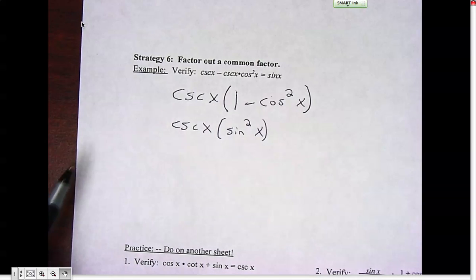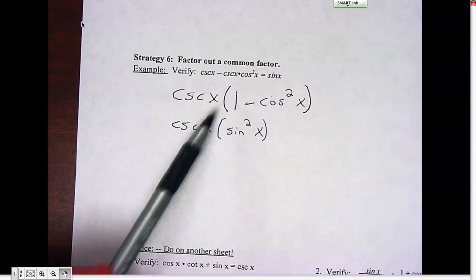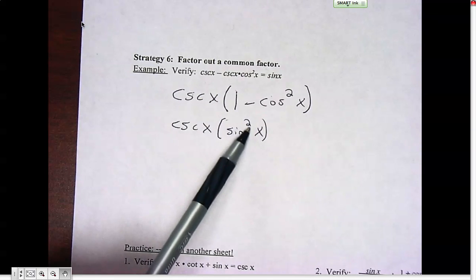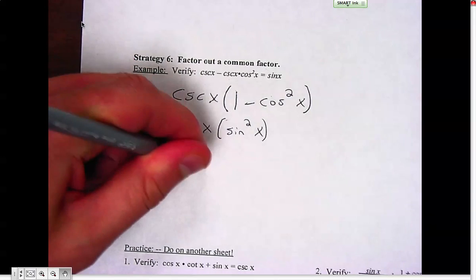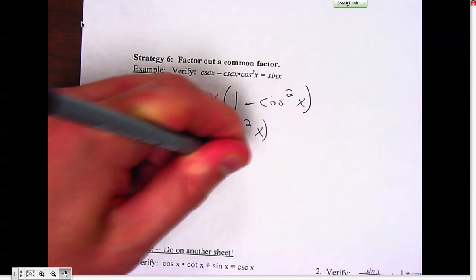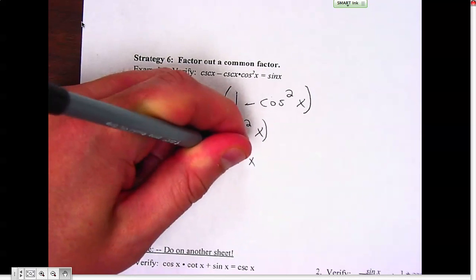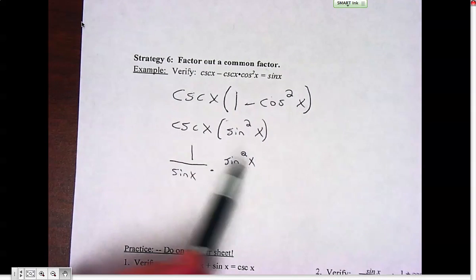And so now what do I do? Well, I want to think a little bit about where I'm aiming. I'm aiming for sine, so that's good. Here's a sine, but there are 2 of them. This isn't a sine, but I know that cosecant is the reciprocal of sine. And so now I get this. And of course, sine squared means sine of x times sine of x.